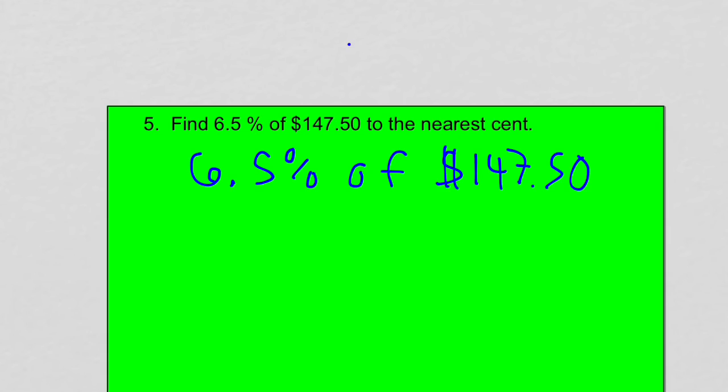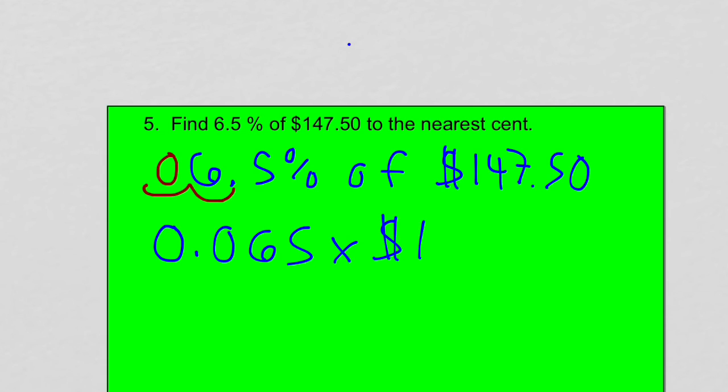Now, a lot of people say, Mr. Weber, this is easy. It's already got a decimal. It's a percent that has a decimal part. To make it a decimal, you divide it by 100 and you'll shift that decimal 2 spots to the left. You'll put a 0 in that open spot, and this is going to become 0.065 times $147.50. At this point, and this is the only time you need to use this, we could use some technology.